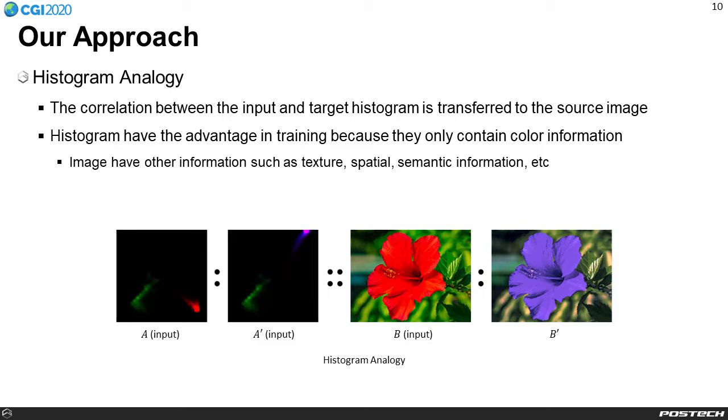Different from image analogy, in which a transformation between images is learned, the proposed histogram analogy learns a transformation between images given histograms. If you refer to the figure, we design a model that learns to transfer colors of source image B to the colors of target image B prime, using the correlation between source and target histograms A and A prime. Note that in our histogram analogy, the target is not given as an image but as a histogram. This scheme brings an advantage in training, in which our color transfer model focuses solely on color information.